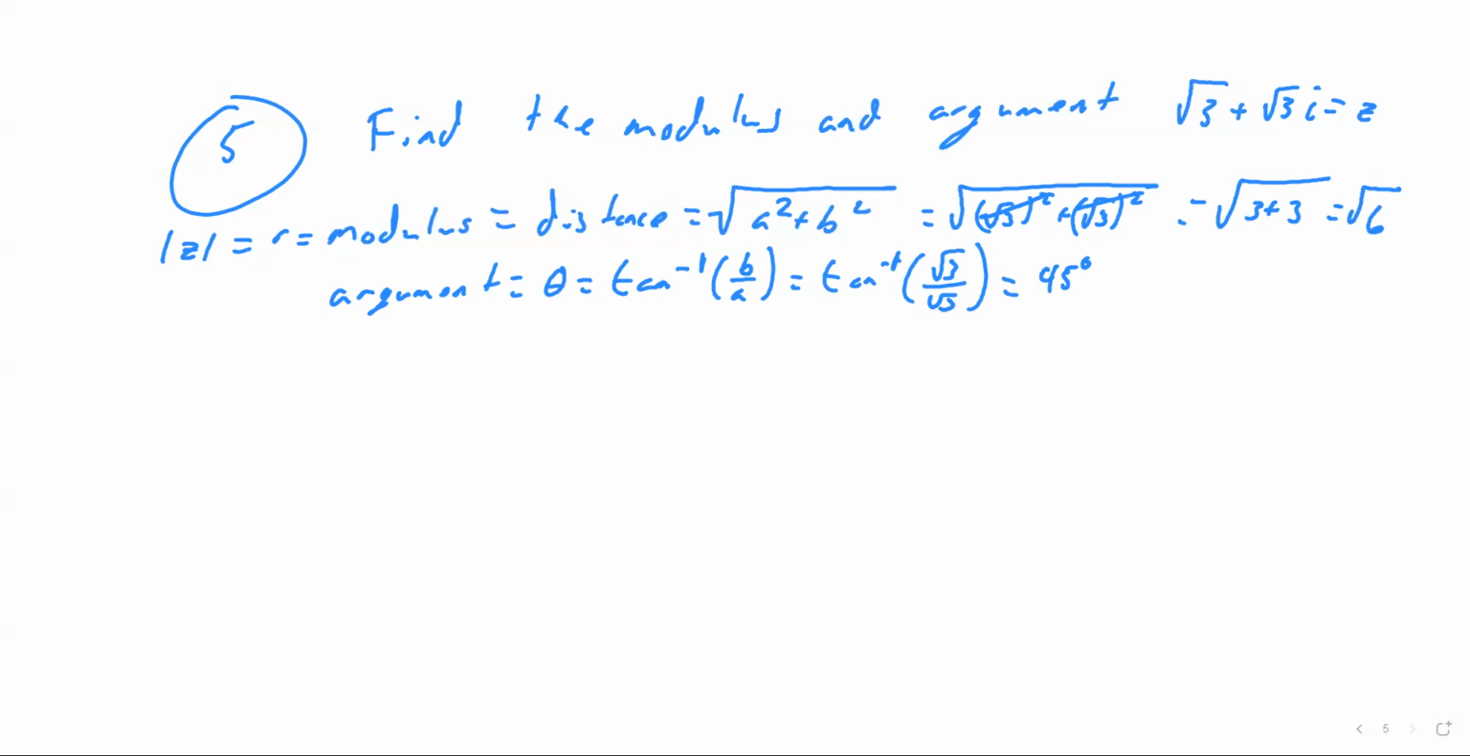But let's say both of them are negative, and you had negative square root of 3 minus square root of 3. Then you're going to fall in quadrant 3, so I need to add 180 to that 45 that the calculator gives you.